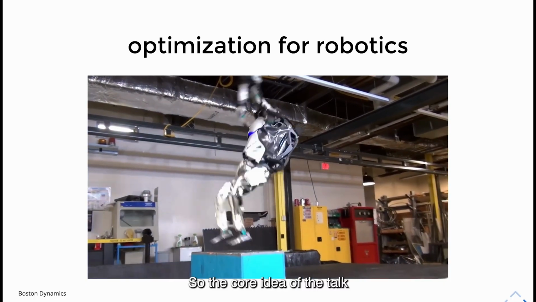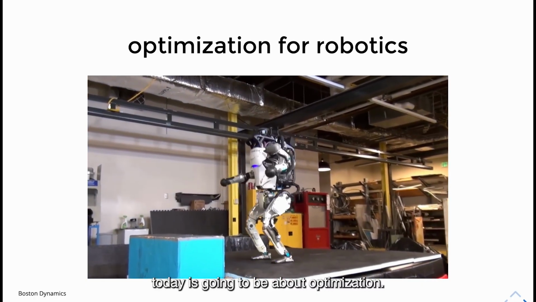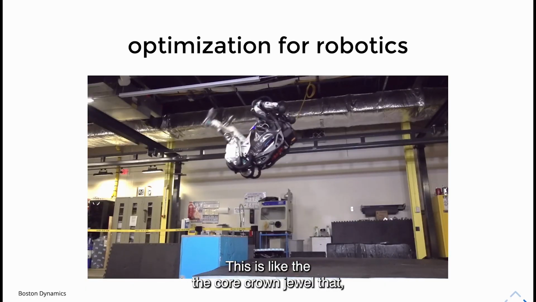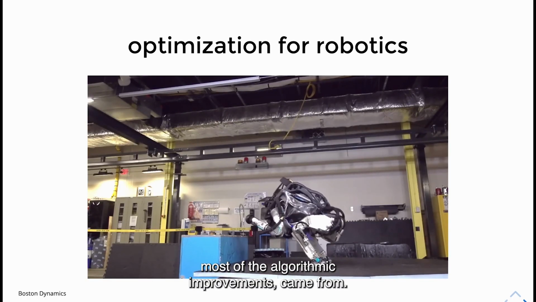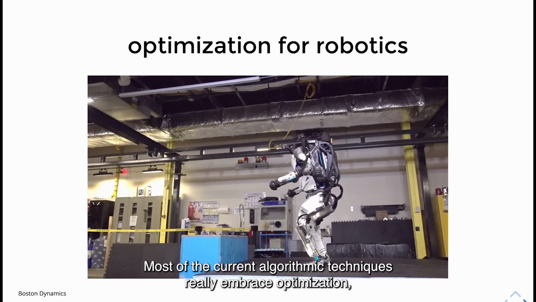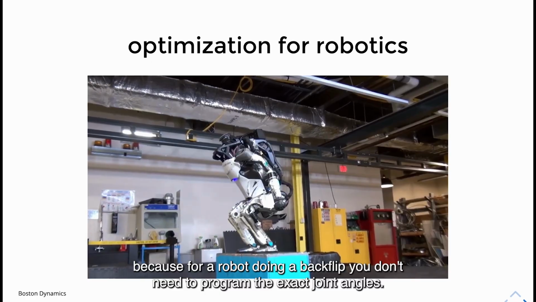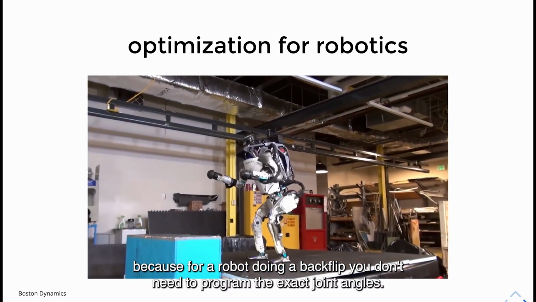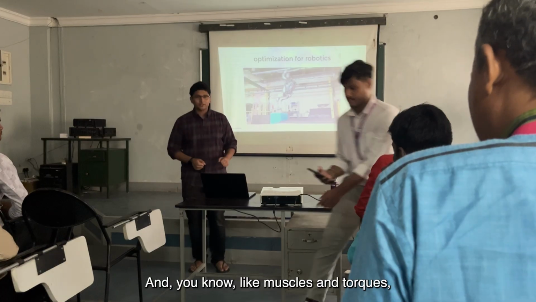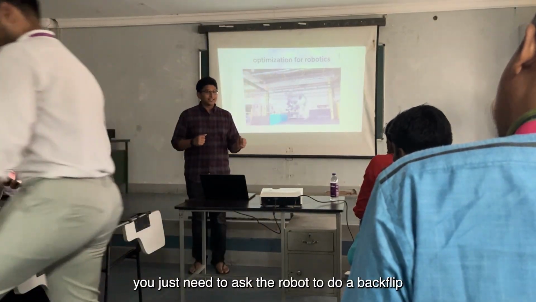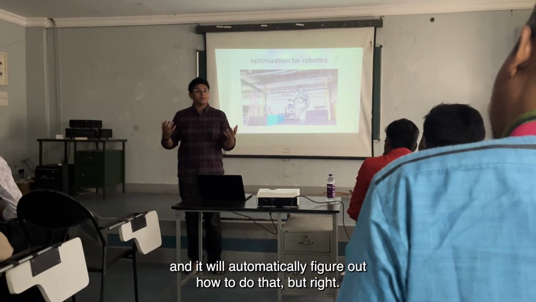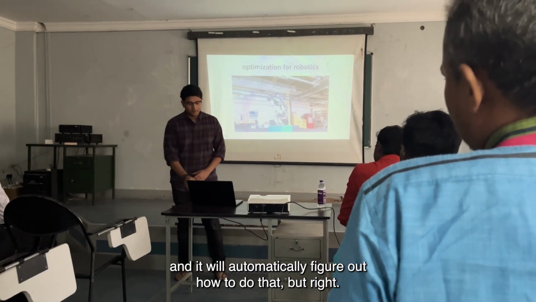So the core idea of the talk today is going to be about optimization. This is the core crown jewel that most of the algorithmic improvements have come from. Most of the current algorithmic techniques really embrace optimization. Like this robot doing a backflip, you don't need to program the exact joint angles and leg muscles and torques. You just need to ask the robot to do a backflip, and then give it some additional information, and it'll automatically figure out how to do the backflip, right?